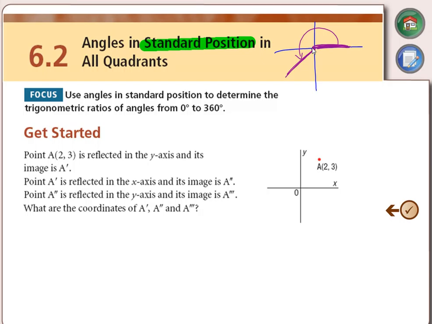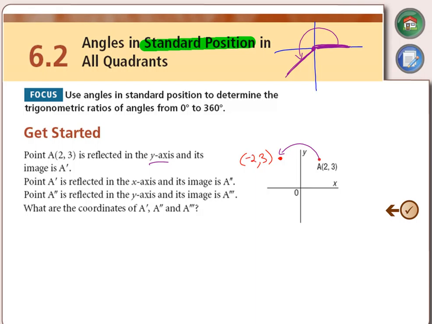So let's get started. Point (2, 3) is there. Let's reflect that about the y-axis. So if we reflect about the y-axis, that means we're bringing it over here, and that gives us the same distance up. So it's going to be 3, but this time it's not going to be a 2, it's going to be a negative 2. We're going in the negative x direction.